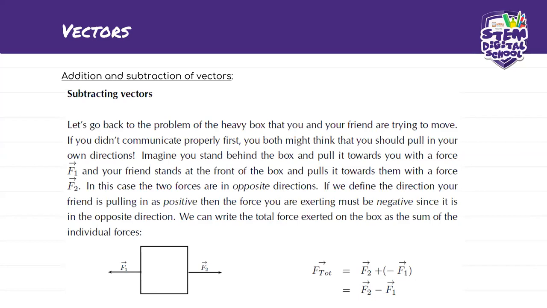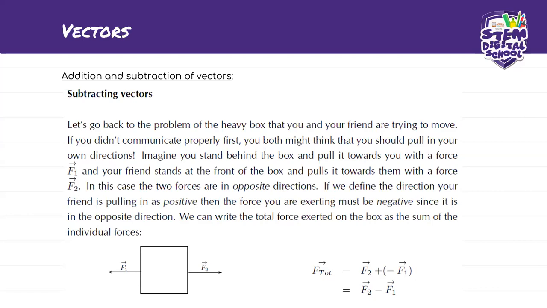Imagine you stand behind the box and pull it towards you and force one, and your friend stands in front of the box and pulls it towards themselves. So now you guys are fighting for the box, right? Because you felt in that person's direction is not going to work for you. So in this case, the two forces are in opposite direction.